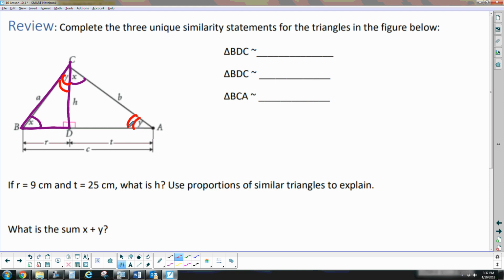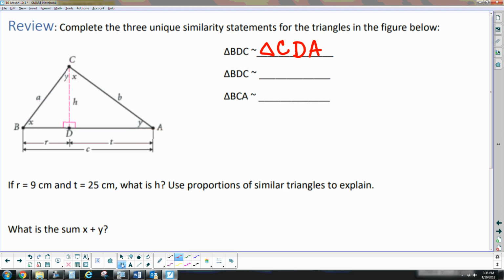So the angle that correlates to angle B would be in this triangle, angle C. The angle that correlates to angle D in this triangle is D. And the angle that correlates to angle C in the first triangle is angle A. So that's one similarity statement.